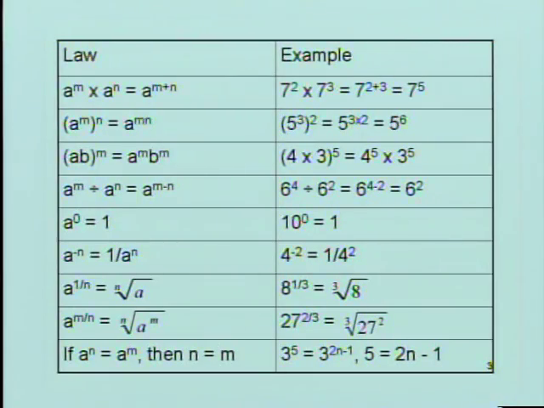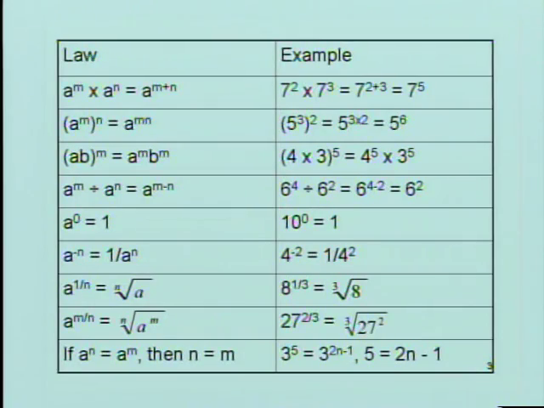The next law, a to the power m divided by a to the power n, that is equal to a to the power m minus n. The example, 6 to the fourth power divided by 6 squared is equal to 6 to the power 4 minus 2, which will give us 6 to the second power or 6 squared.